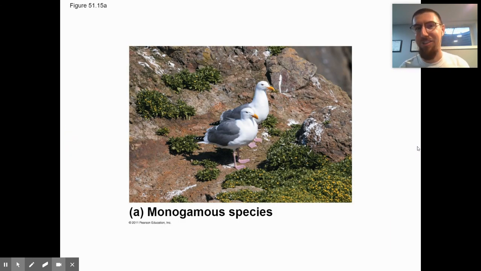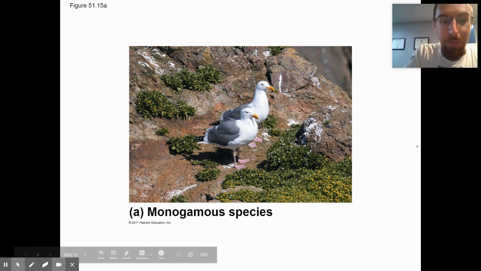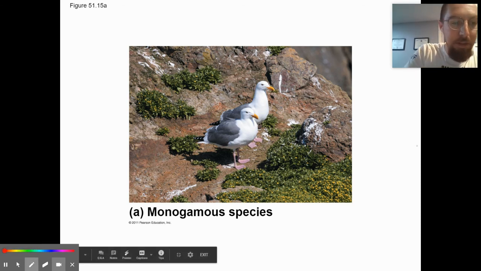All right, that leads us to our last topic for today, and that is breeding and social relationships. Those can be really informative when thinking about how animals behave in their environments. The first type of social relationship you will see is a monogamous relationship.